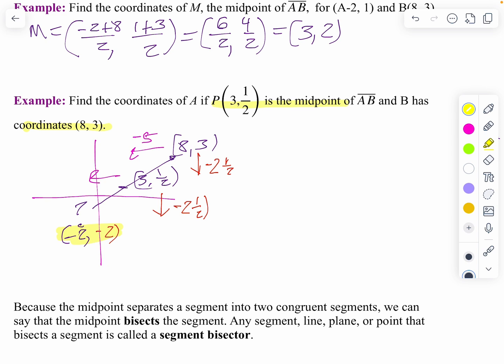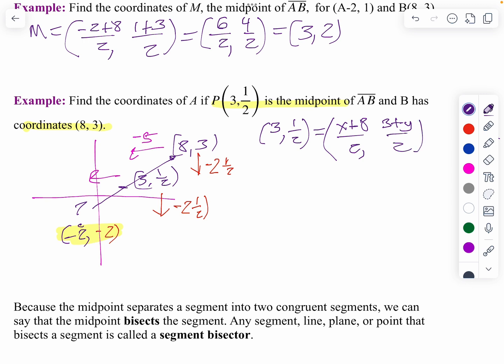Now, how can I do that algebraically? Well, I could set up my coordinates and I'll just work backwards. So what I'm saying is I know my answer is (3, 1/2). To find that, I add up my endpoints, my x. This will be (x plus 8) over 2, and (3 plus y) over 2. I'm going to erase that 2 because it doesn't look very nice. There we go. Now we're just going to separate them out.